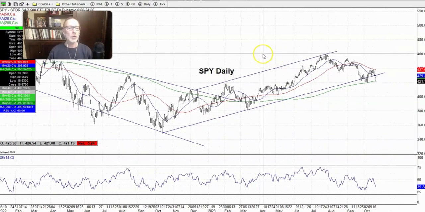So if you're more of a shorter term trader, you want to play the moves. If the stock's in an uptrend, you want to get your bearish trades when it's hitting along the top edge of the channel, and you want to get your bullish trades when it's hitting along the bottom edge of the channel.